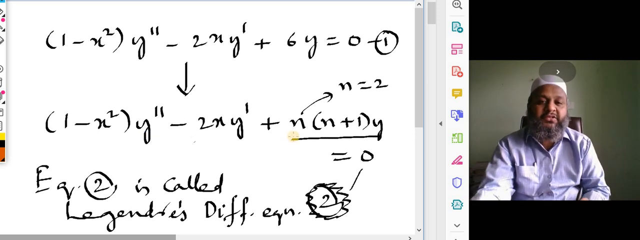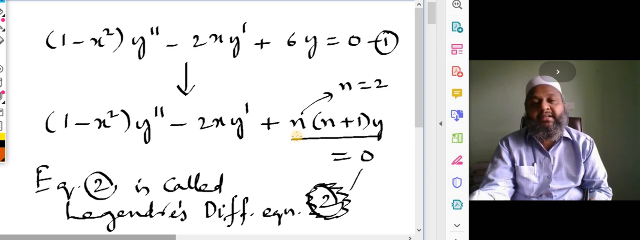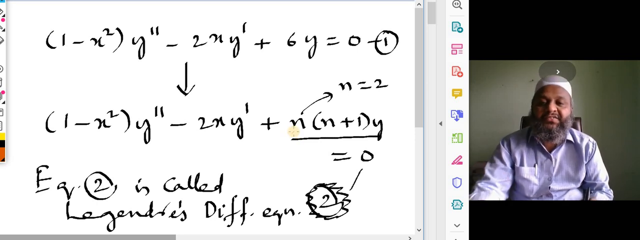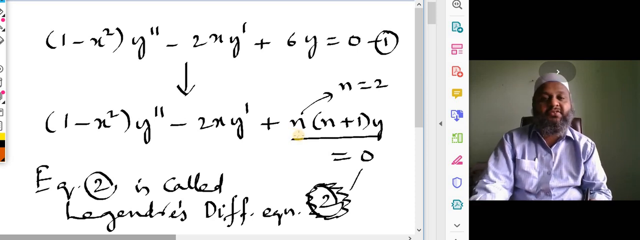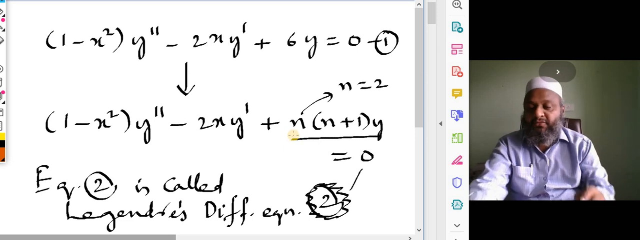So two independent solutions will be there, but when n is a positive integer, one of the two independent solutions will surely be a polynomial, and once we have one polynomial as a solution, any multiple of that polynomial will also be a solution. Let us see now.